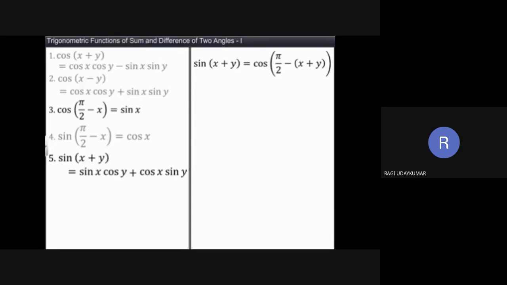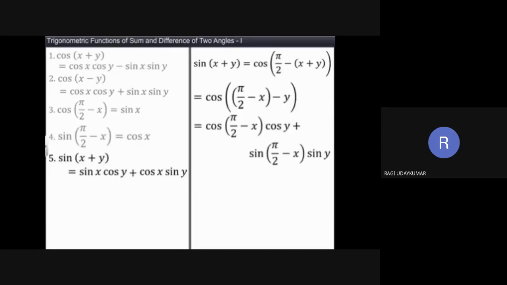So what do you get? Sin x plus y is equal to cos pi by 2 minus x plus y. So cos, that one you write pi by 2 minus x minus y. Cos pi by 2 minus x. So now pi by 2 minus x completely you consider as one x. Consider pi by 2 minus x as x. What do you get? Cos x minus y. That is in the bracket, that you consider as an x. So x minus y you are going to get.